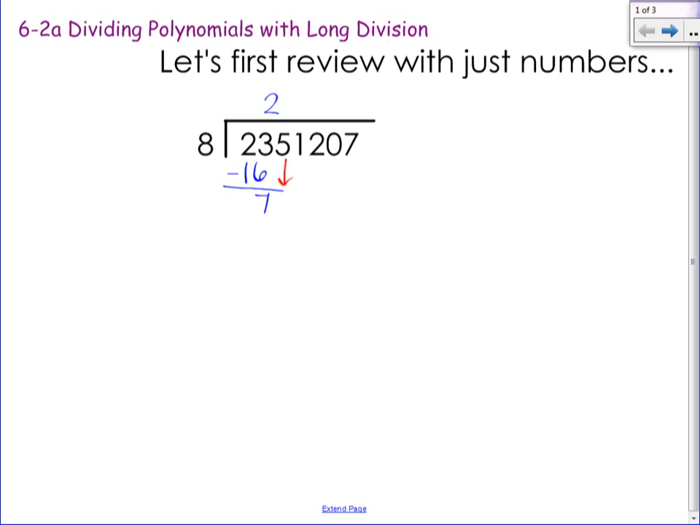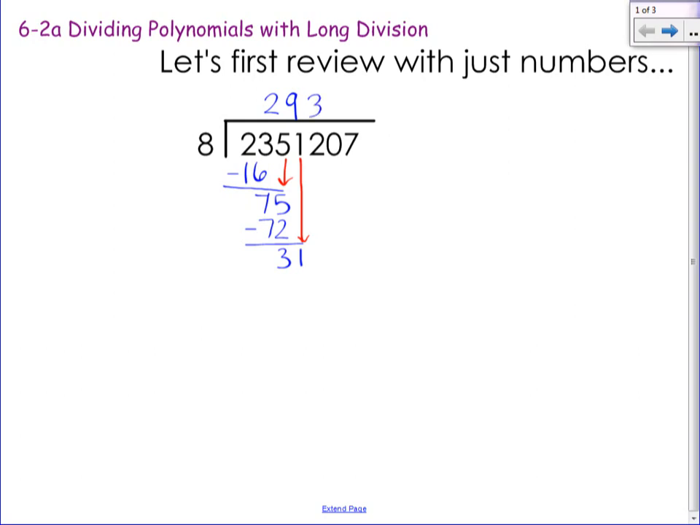Okay, so now we're looking at how many times does 8 go into 75? 72. 9 times. Okay, so we put a 9 here. Now we repeat this whole process over again. We take 8 times 9. We get 72. We subtract again. We get 3. We drop down the next number. And we keep repeating this. How many times does 8 go into 31? 3 times.